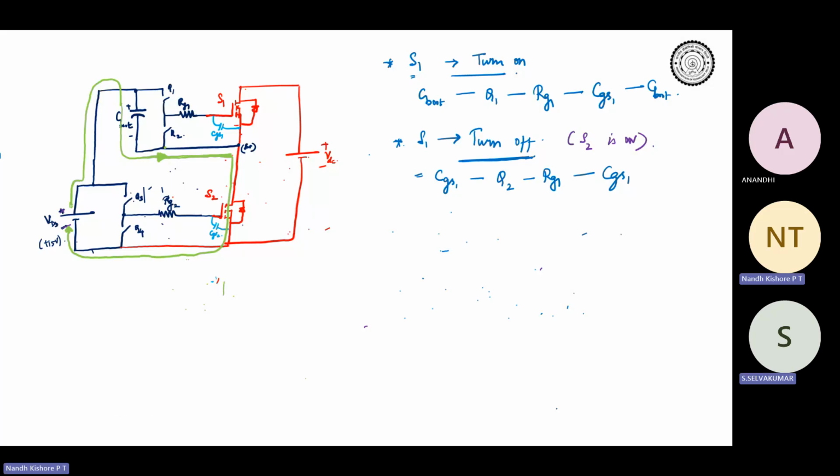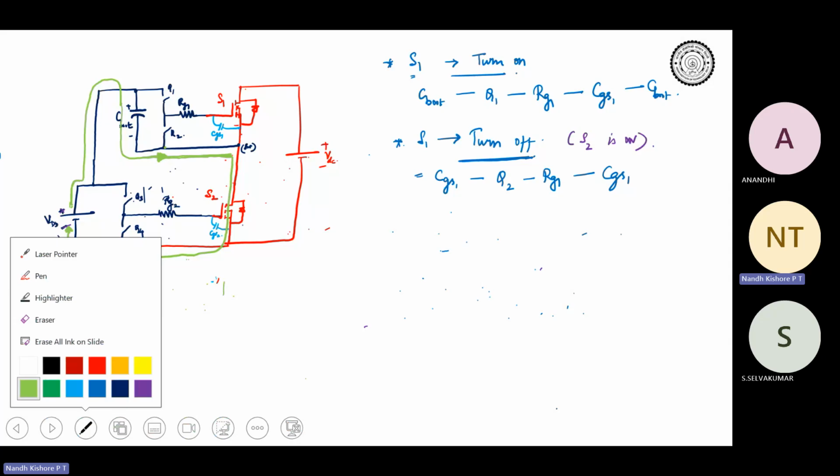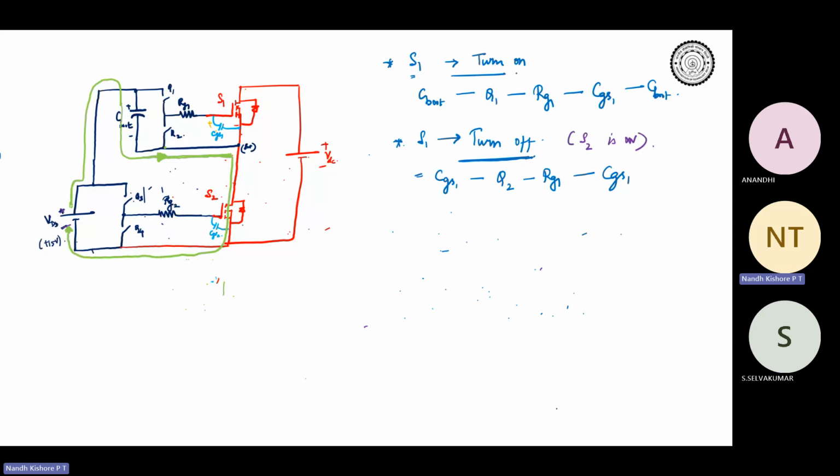So the point is, when S1 is turning off, you're removing charge from CGS1. So CGS1 has to discharge, which means current should go like this. You're removing charges from CGS1. So the discharging current for CGS1 will be something like this: from CGS1, RG1, Q2 back to CGS1. That will be the discharging current of S1.